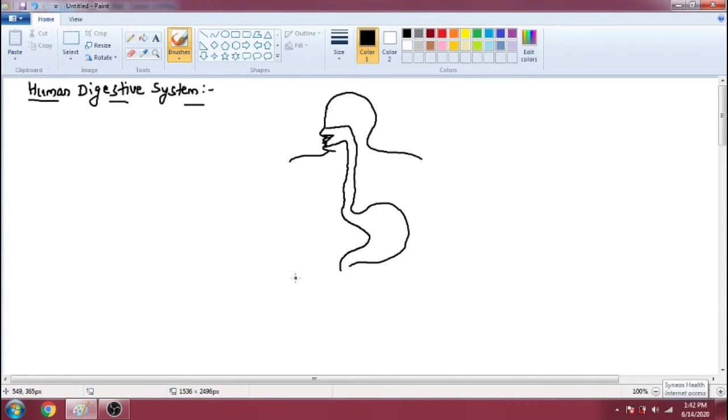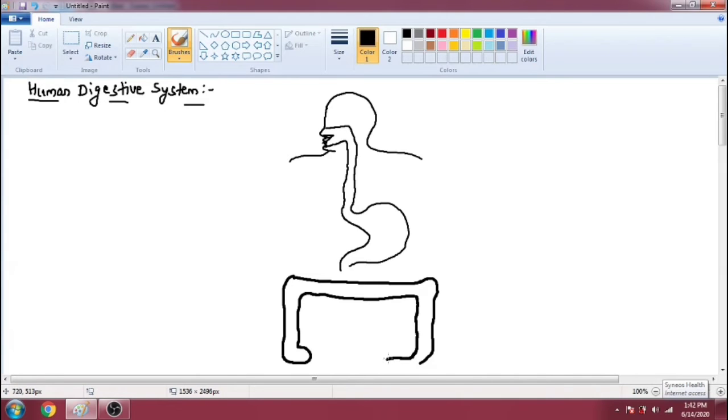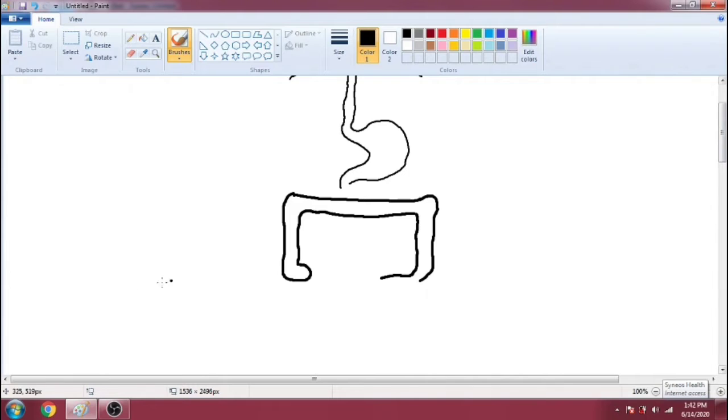Now the stomach is J shaped, and through the stomach food goes into the small intestine, and then into the large intestine. But the large intestine forms a boundary for the small intestine. So while drawing, we will always draw the large intestine first. The large intestine is only 1.5 meter in length, but since the diameter is big, it is called the large intestine. But the small intestine's diameter is small, only 2.5 centimeter. Therefore it is called the small intestine.